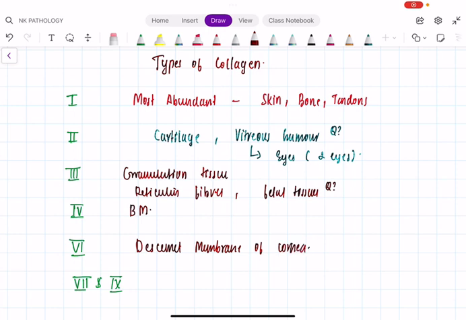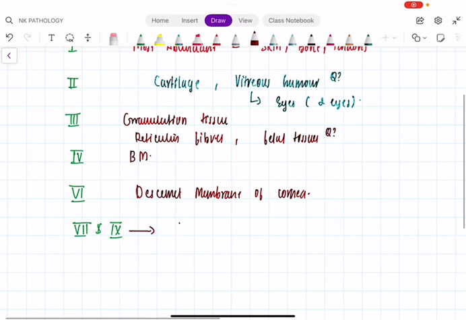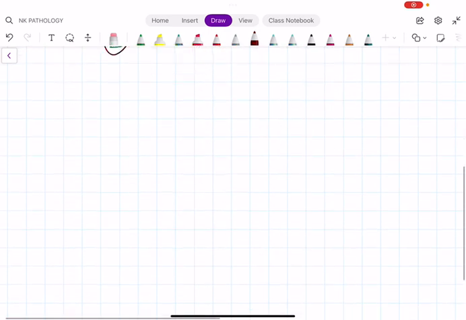And type 7 and 9, predominantly 9, we have FACIT. What is FACIT? Which type of collagen is it associated with? Suppose the option has both 7 and 9, you can mark both. If both 7 and 9 are there, the best option you can go for is 9. FACIT: fibril associated collagen with interrupted triple helix, already discussed. Okay, so that finishes types of collagen.